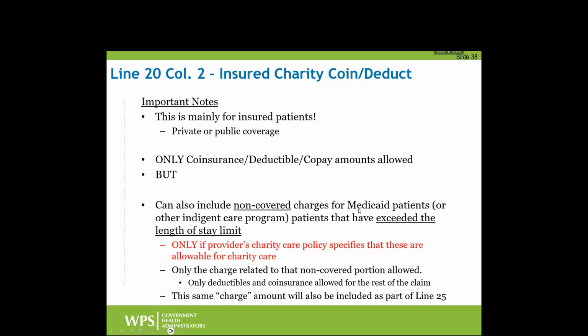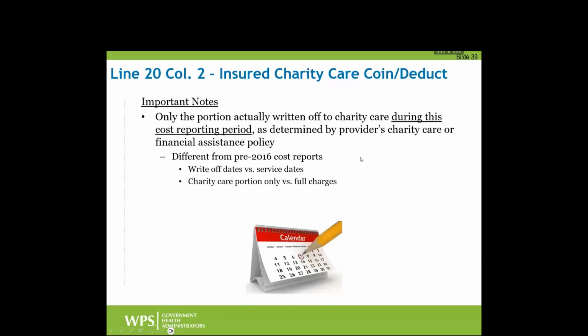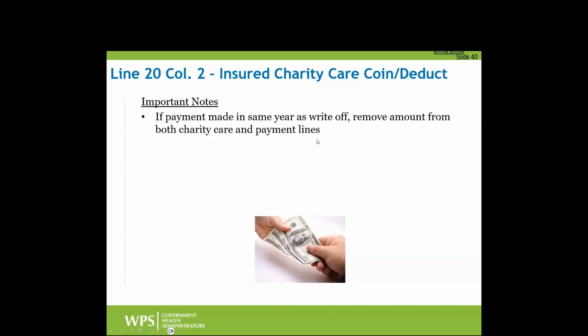But again, if you have that Medicaid exceeding the length of stay limit, that goes in this column 2 insured section. Again, that's still only if your charity care policy specifies that. Otherwise, it's not allowable no matter what. Just like with column 1, this is charity care written off during this cost reporting period. And again, if you have payments against a true charity care amount in that same year, both the charity care and the payment should be removed. We don't want to see it.